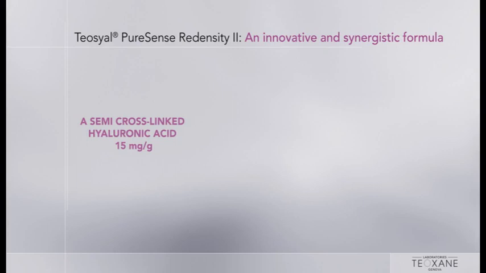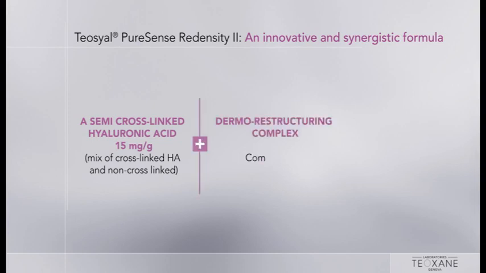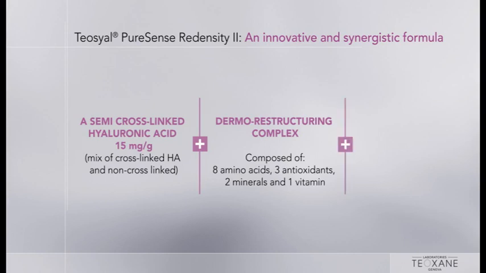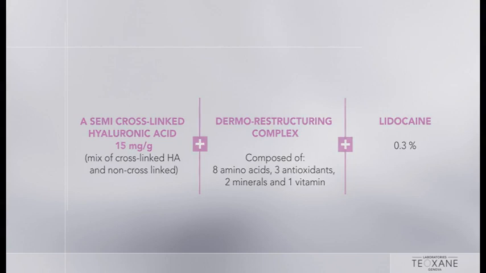The hyaluronic acid of Redensity 2 is a mix of cross-linked hyaluronic acid and non-cross-linked hyaluronic acid, conferring unique properties to the gel. A dermorestructuring complex composed of 8 amino acids, 3 antioxidants, 2 minerals, and 1 vitamin, enabling revitalization of the skin. Lidocaine at 0.3% for greater patient comfort.